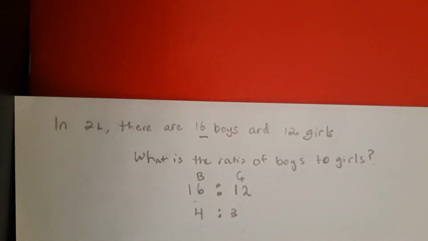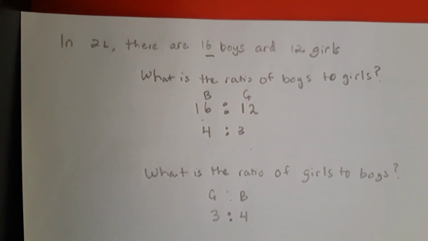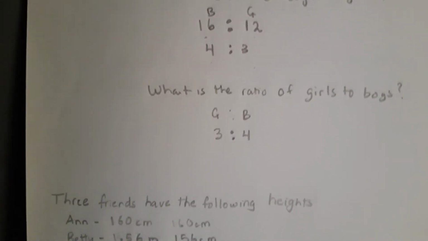Similarly, let's look at the ratio in another direction. What is the ratio of girls to boys? So the number representing girls comes first, followed by the number representing boys, and the ratio of girls to boys would be 3:4. Let's look at a third example.